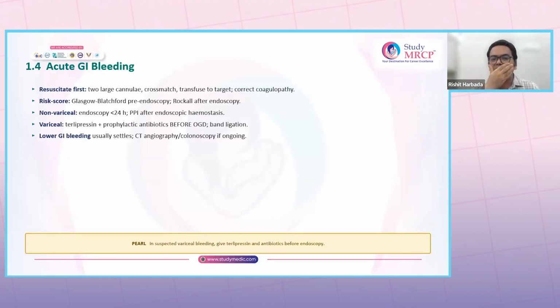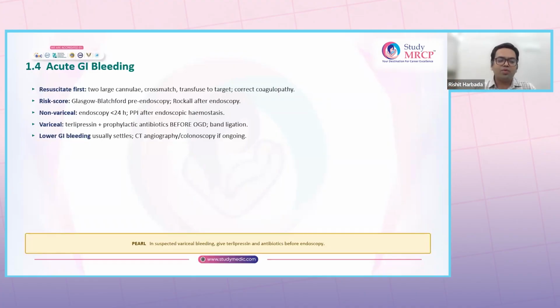Now, suppose the patient has non-variceal bleeding, you will do the endoscopy after stabilization. And if the patient only has gastritis, gastric ulcers, etc., you are only going to give PPIs. If the patient has cirrhosis and has esophageal varices, in this situation, you are going to give the patient terlipressin, which is very, very important, and prophylactic antibiotics to prevent SBP before the scope, and then you are going to do something called band ligation. So this is about upper GI bleeding.